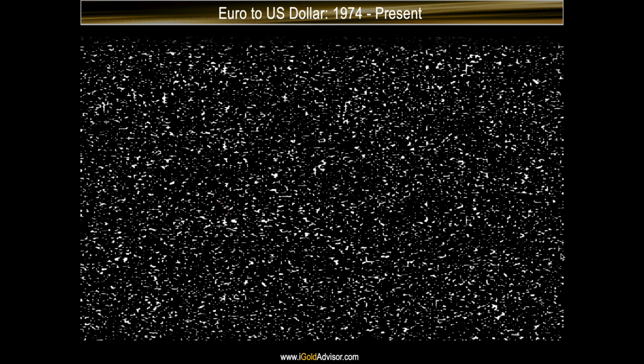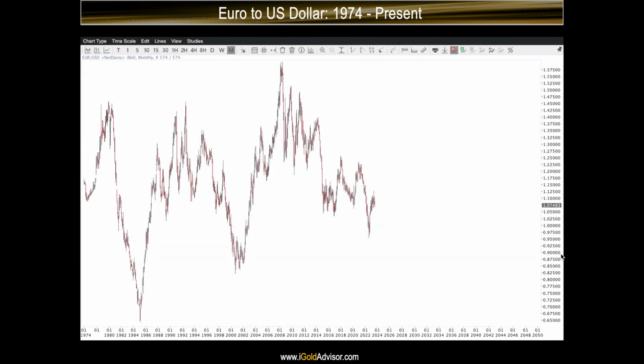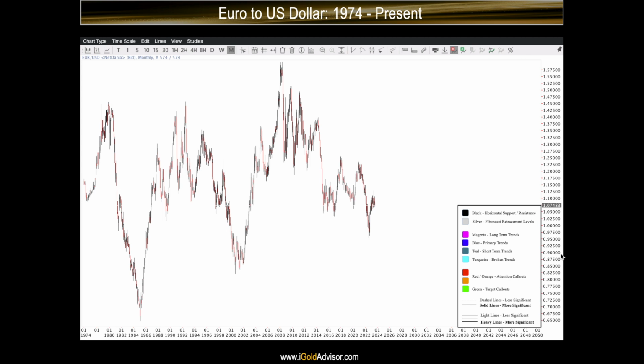And now we go. So, what we are going to do is look at the best comparison between the US dollar and the next largest currency in the world by trading volume, and that is the euro. So here we are looking at the euro to the US dollar, all of the available history.